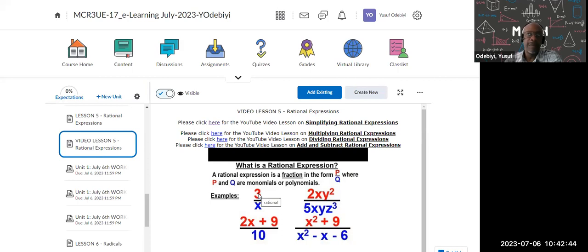Just remember that, right? Polynomial means more than one term. Terms are separated by plus or minus, right? So over here, this example with my mouse, you can see has 2x plus 9. So that's a binomial over a monomial. So this is what we talk about as a fraction, right? This one over here is basically a binomial over a trinomial, okay? So let's get into it. Let's watch the first video.